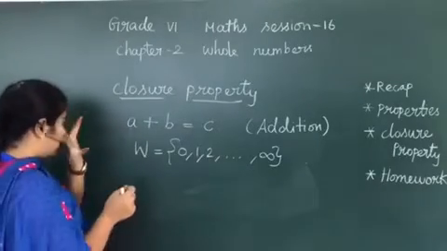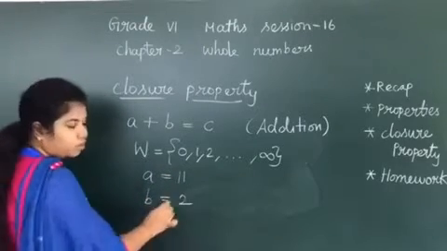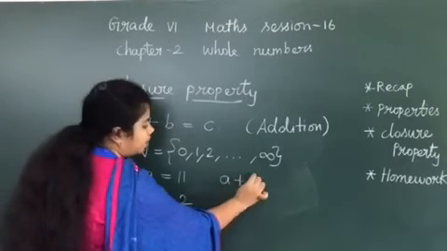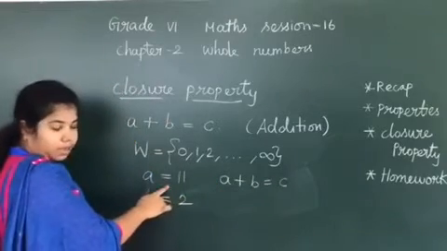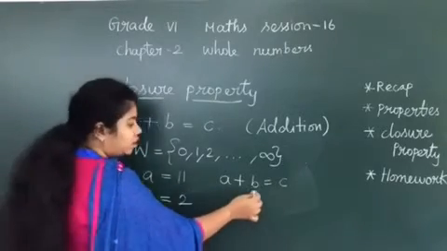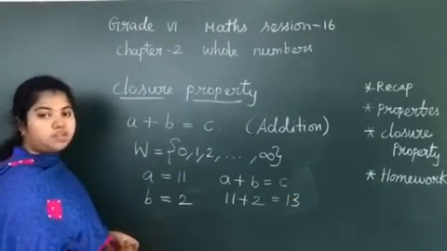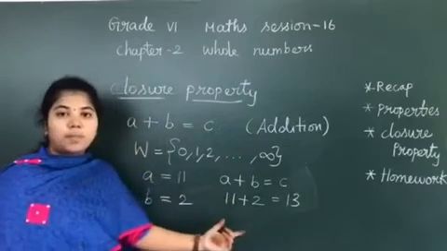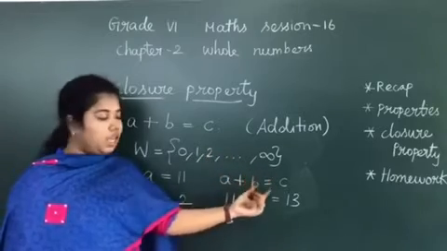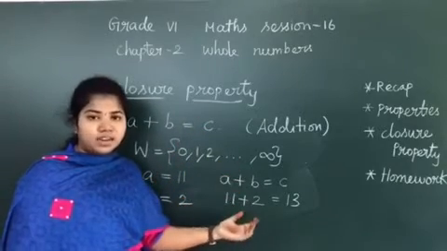Okay, can you understand? So listen, let us take A is equal to 11, B is equal to 2. So A plus B is equal to C I have to get. A is a whole number, B is a whole number. Then the addition of both. What is the addition of 11 and 2? It is 13. So 11 plus 2 is equal to 13. So the addition of these 2 numbers should also be a whole number. So the addition property satisfies. Whatever number you take in between 0 and infinity, your addition will get satisfied. Therefore, closure property is satisfied under addition.